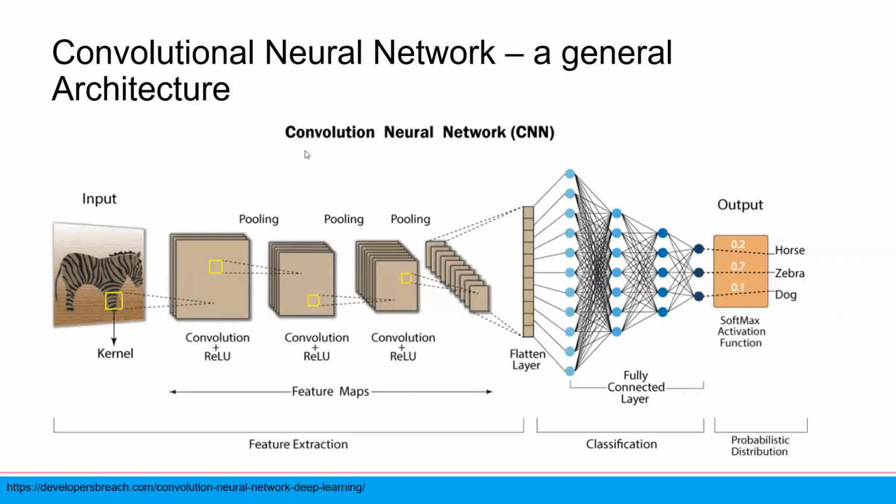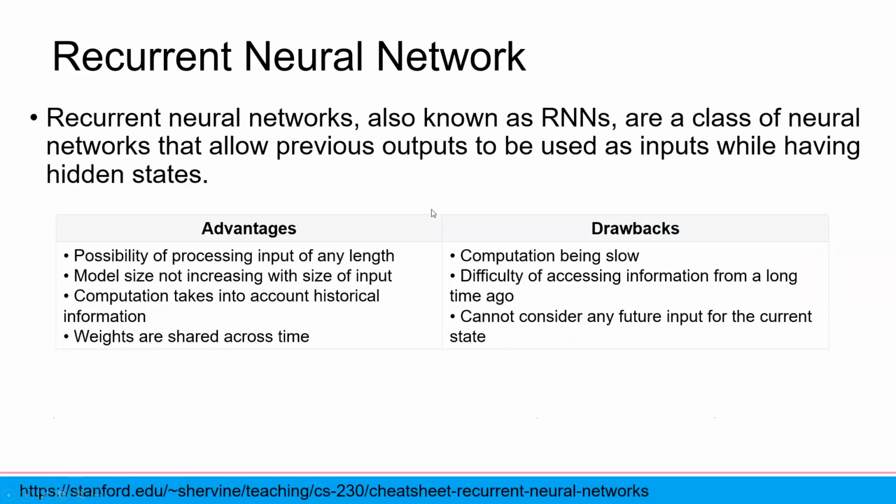So we already learned about the convolutional neural network. This is the general architecture that we learned before. Now I'm going to teach you the basic concept of recurrent neural network. What is a recurrent neural network? Recurrent neural networks, we also know as RNN.